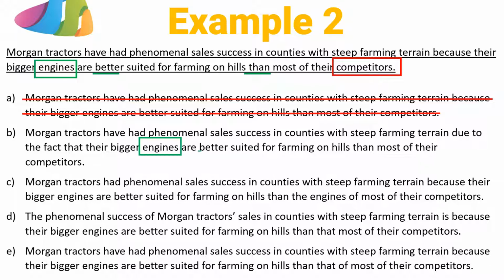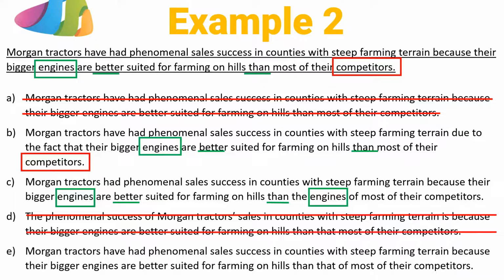B has the same problem. Engines are getting compared to competitors. Now, C works. It reuses the word engines, which we don't love, but it does work, so we'll keep it around. Now, D is just bad. We always want the subject up front, followed by a verb when we can get it. Morgan tractors have had. We want Morgan tractors up front, not the phenomenal success of Morgan tractors sales. That's just awkward and wordy. Again, the GMAT values efficiency over almost anything else. Also, D blows the comparison. It compares engines to competitors, so it's out.